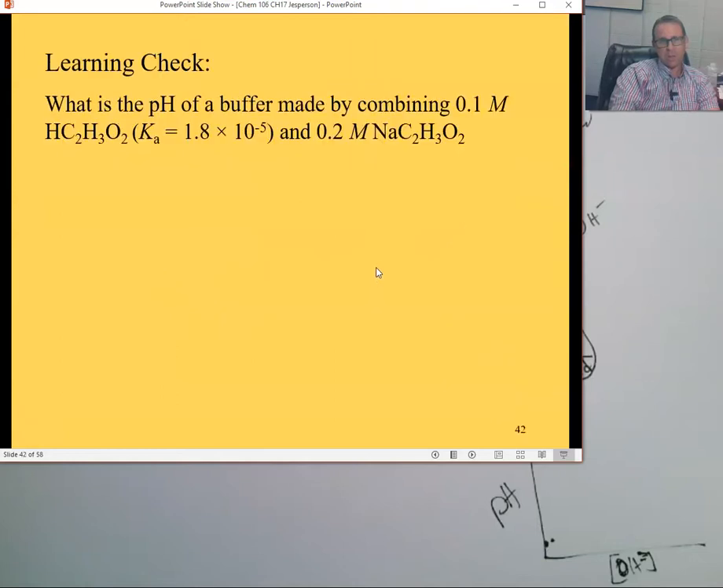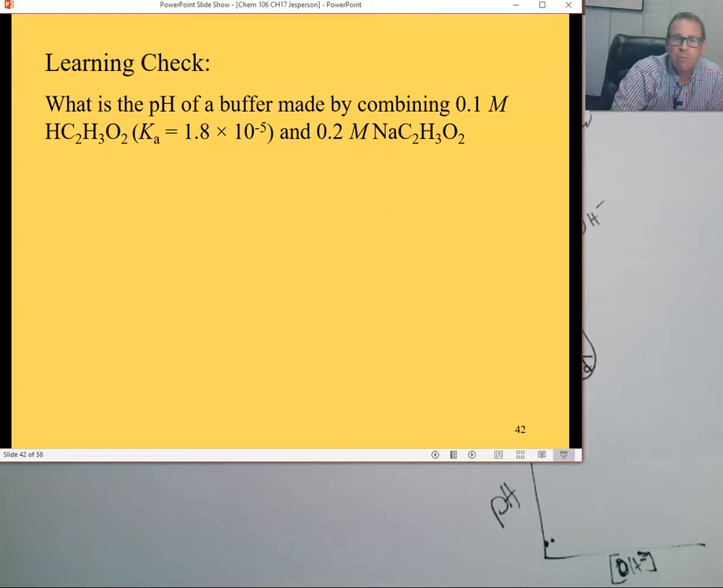All right, so we can identify what the pH is of a buffer made by combining 0.1 molar acetic acid and 0.2 molar acetate ion. See how we added the acetate ion? In the form of sodium acetate. The sodium doesn't contribute to the pH. The acetate ion is the conjugate base of a weak acid, so it's going to try to influence the pH.